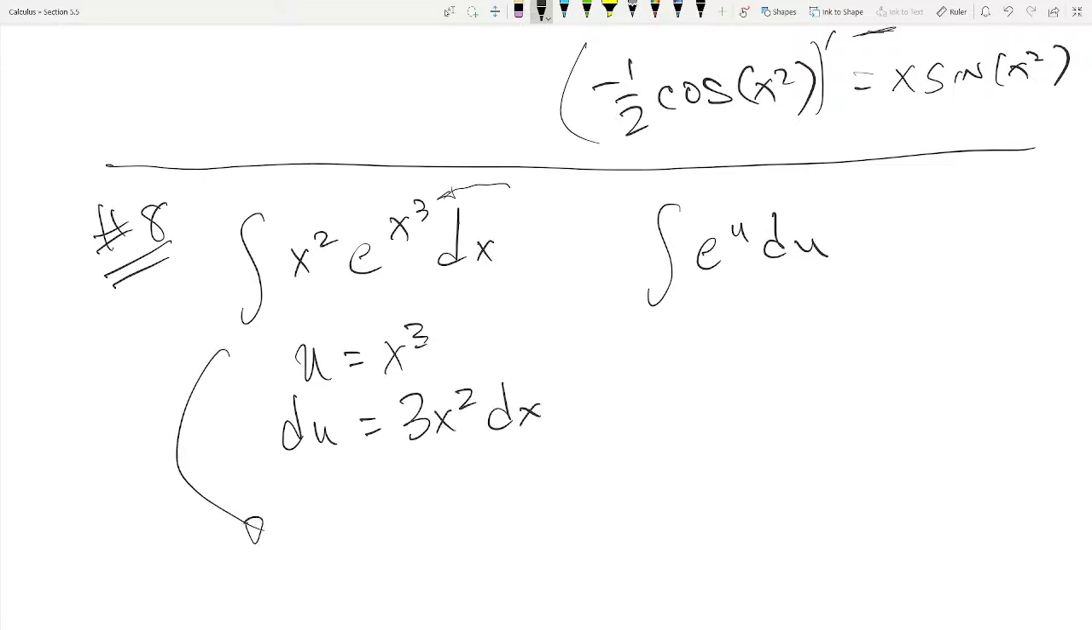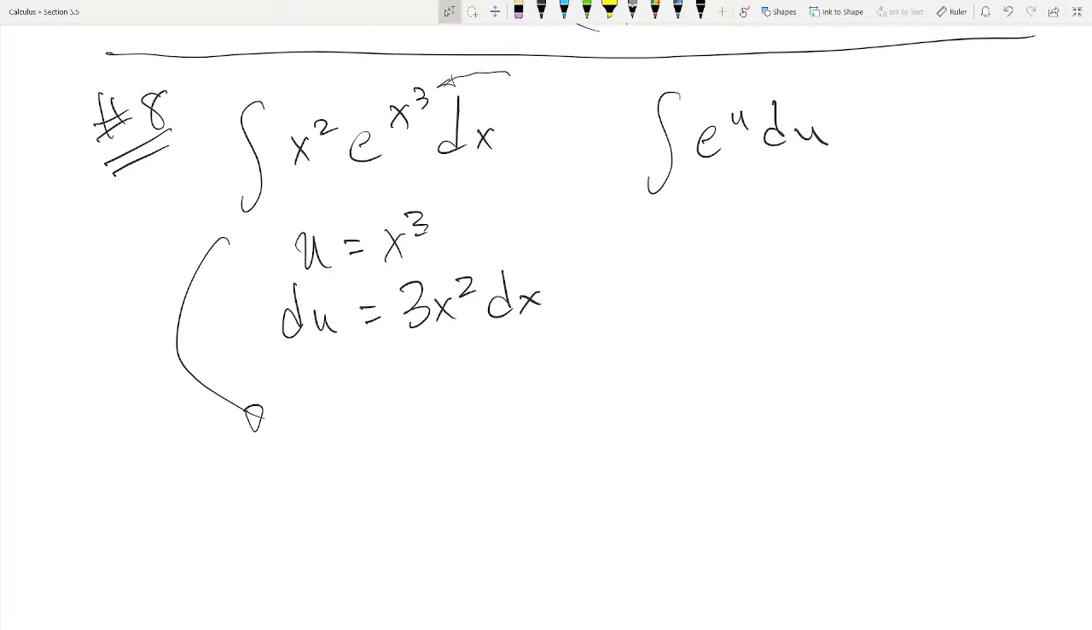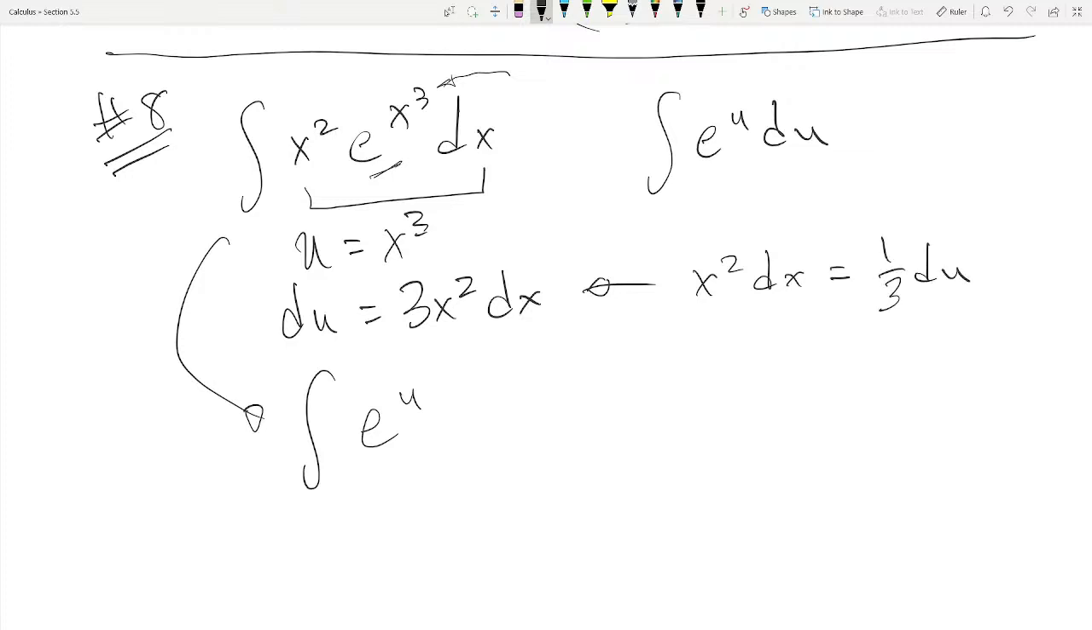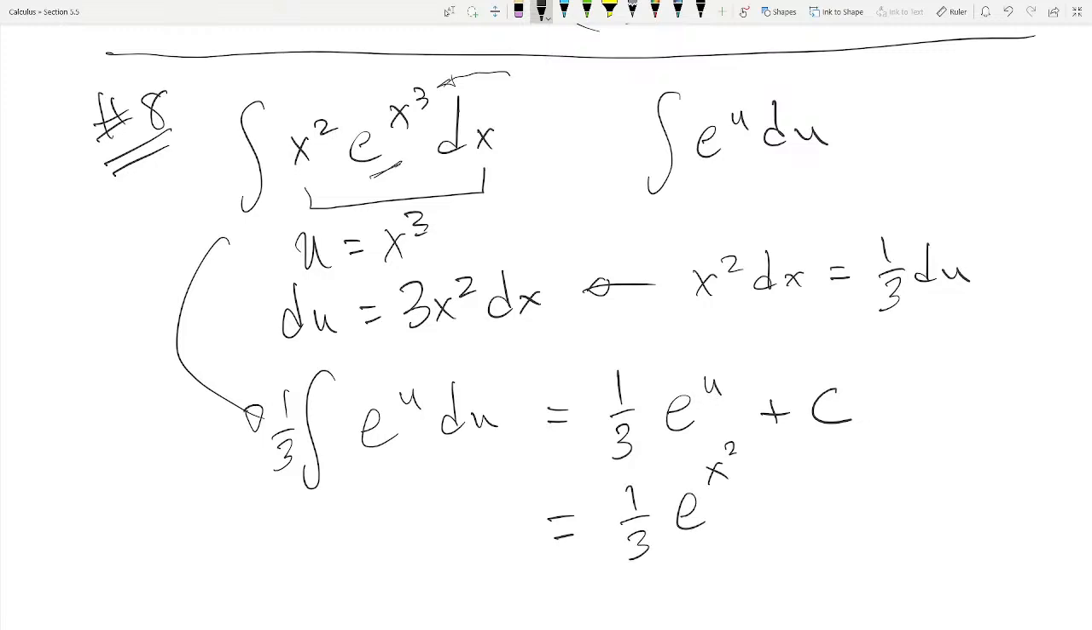Okay, now I want to convert this, and I've got to account for everything. Can't change the problem. The e to the x cubed, that's going to be e to the u. And I still have to account for the x squared dx. And look, oh my God, it's a miracle. It's right there. x squared dx is 1/3 du. Perfect. I'll put that in. I got a 1/3 and a du. I'm so good at this integral. I get 1/3 e to the u plus a constant, and then I'm going to put it back the way I found it. u is x cubed.